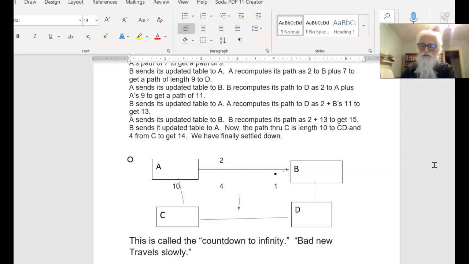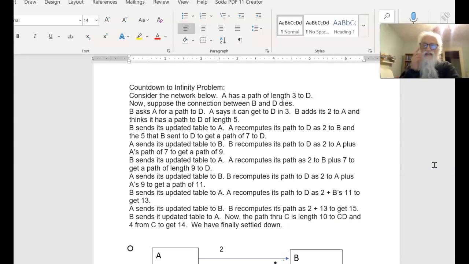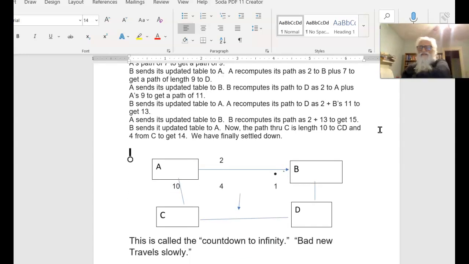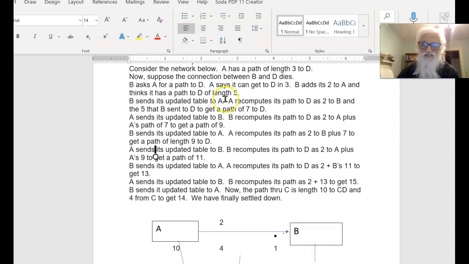A's path to D takes 3. By looking at the network, we know that path goes through B, but that's not what A is going to say. A is going to say, I have a path that takes me 3. Well, B is going to say, I take 2 to you, and you take 3 to D. Well, that means that I have a path to D of length 5. Now, B sends its updated table to A. A recomputes its path. It's now saying, well, I go 2 to B, and B has a 5 path to D. So that makes my path 7. So I now have a path of 7.